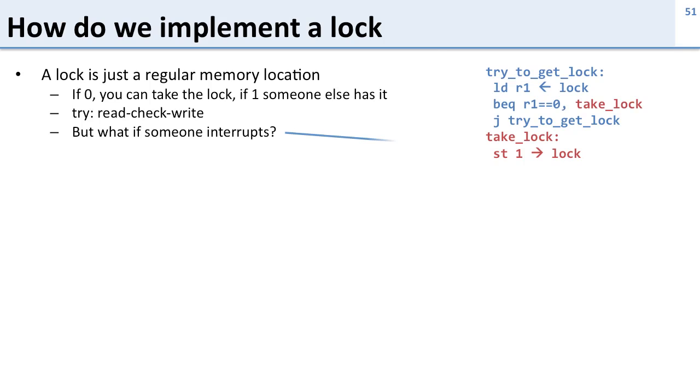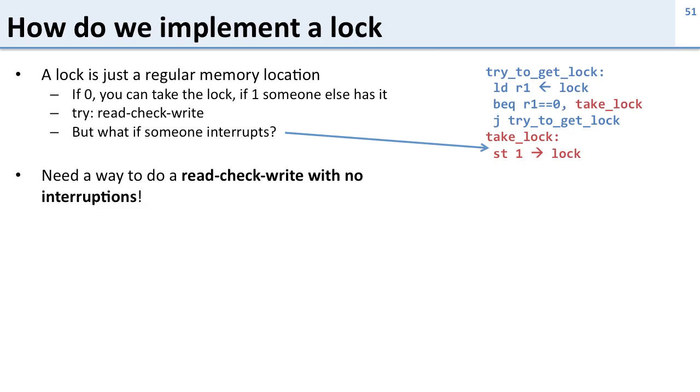What if someone interrupts us? So between the time here, when we load the lock and when we write a 1 into it, other processors could change the value of the lock, and then it wouldn't be clear who had the lock. So in order to make locks work, we need to modify the processor. We need to be able to do a read, check, and write with no interruptions. That is, we need one instruction that's both going to read the value that was previously in the lock and write in a new value, and make sure that nothing can get in between that read and write.